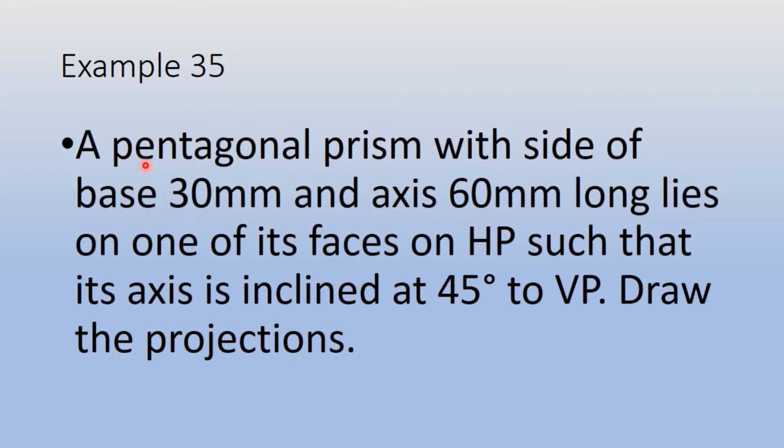This is example 35. A pentagonal prism with side of base 30 mm and axis 60 mm long lies on one of its faces on HP such that its axis is inclined at 45 degree to VP. Draw the projections. Here you are having a pentagonal prism with side of base 30 mm and the axis height as 60 mm.